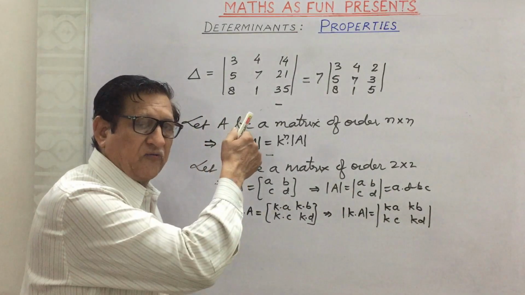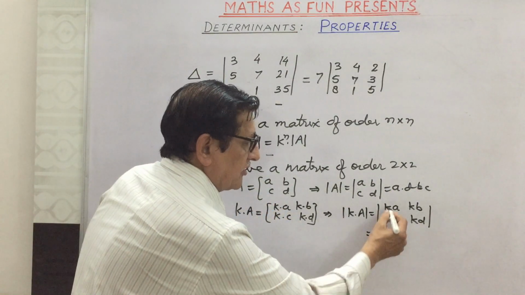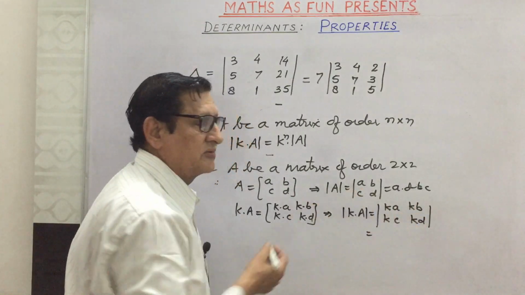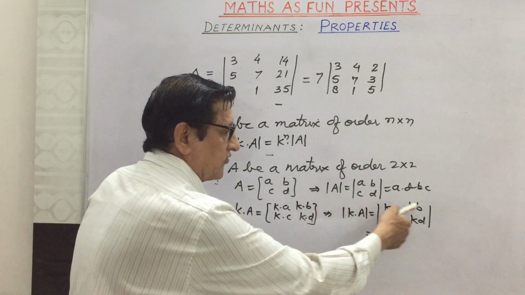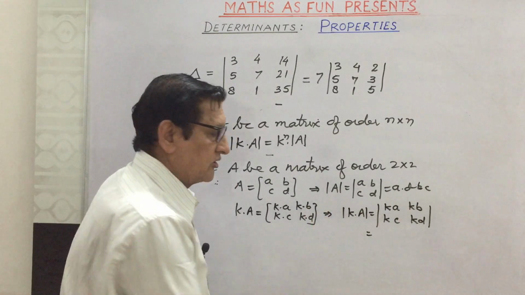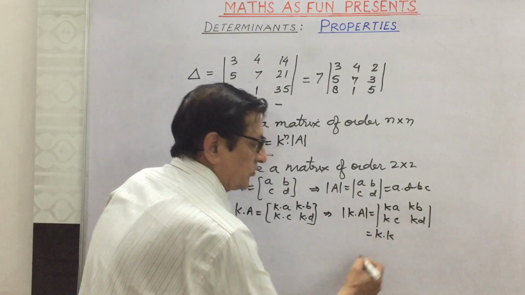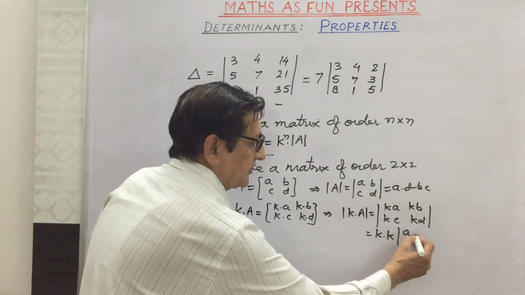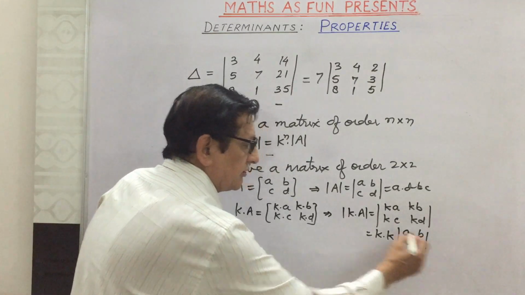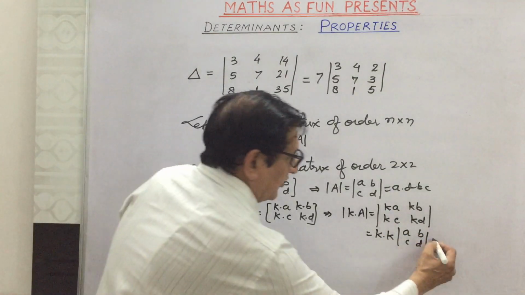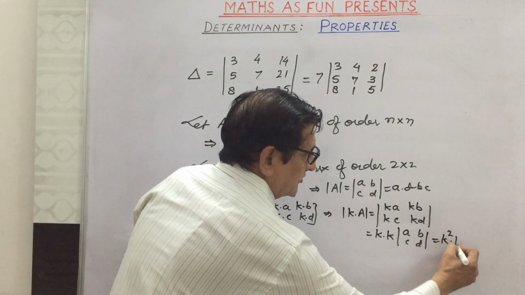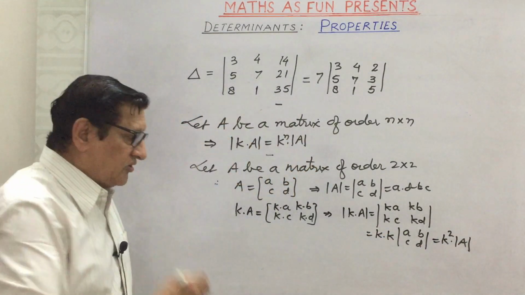And if we apply the fourth property, we can take k common from the first column and from the second column, or from the first row and from the second row. We will get k into k into determinant |a b; c d|. Is it equal to k square into determinant A or not?